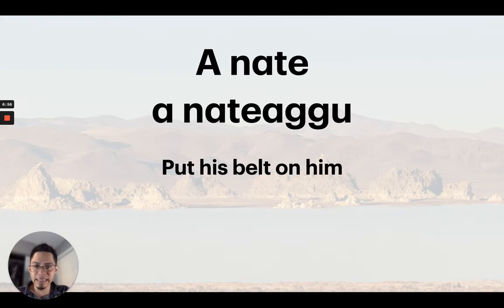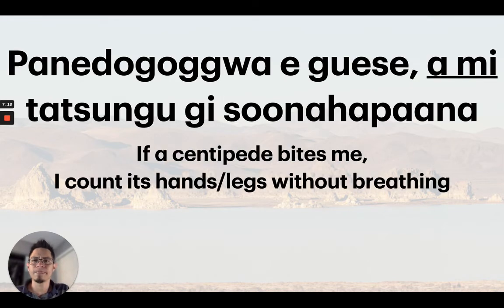First example, anati anatiag. Put his belt on him. Anati, his belt. Or it could be her belt, anatiag, on him, okay, or on her. Again, it's just someone that's not so in the focus. It's just kind of indefinite. Put his belt on him, whatever. Here's a longer sentence. Panirogo gwa iguishi amai datsunga gaishu nahapana. Means if a centipede bites me, I count its hands, legs without breathing. Its hands or its legs. Okay. Amai. It's just some random centipede that's just not in view. You're just kind of talking about it, but its hands. Okay. Whatever its hands are.